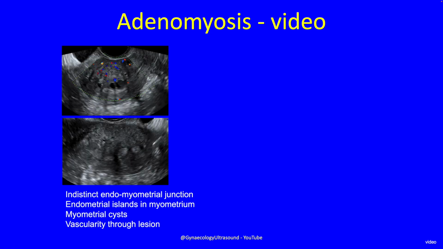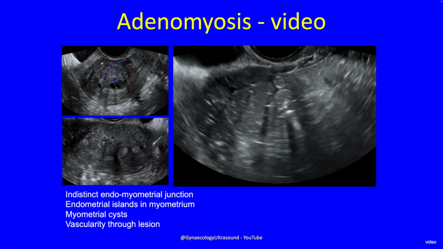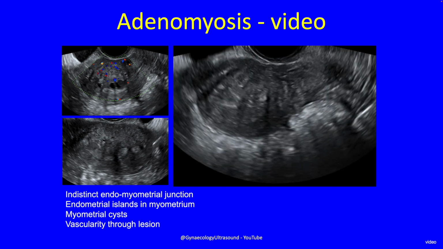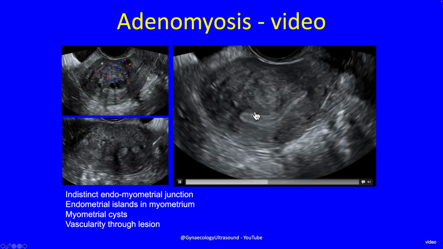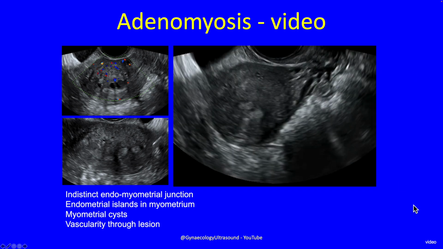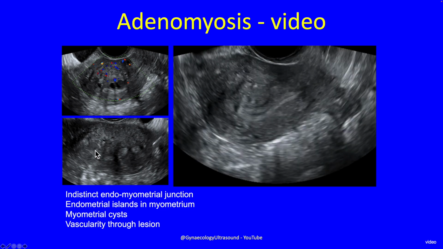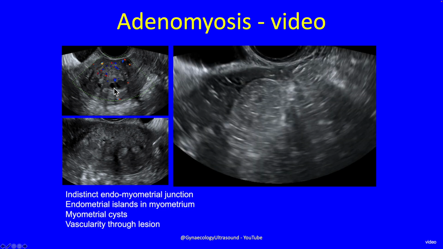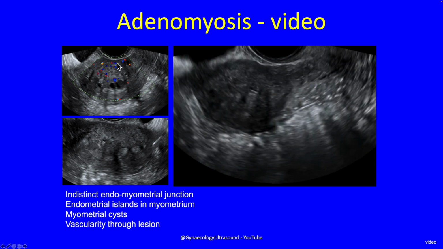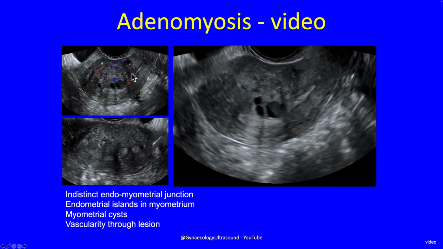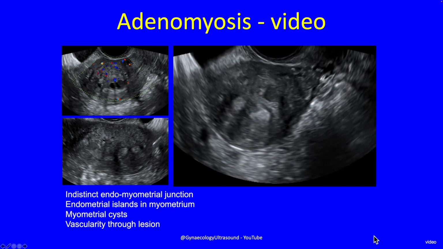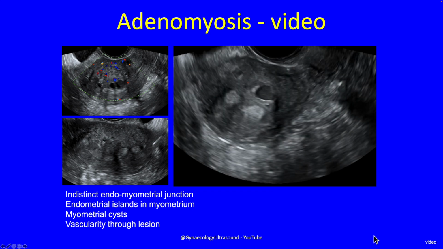In this little video clip, what I'm going to show you is an indistinct endomyometrial junction. Again, it's quite difficult to see it clearly. There are these endometrial islands in the myometrium, there are cysts in the myometrium, and there's vascularity throughout this adenomyoma. So you can see that's a severe adenomyosis.